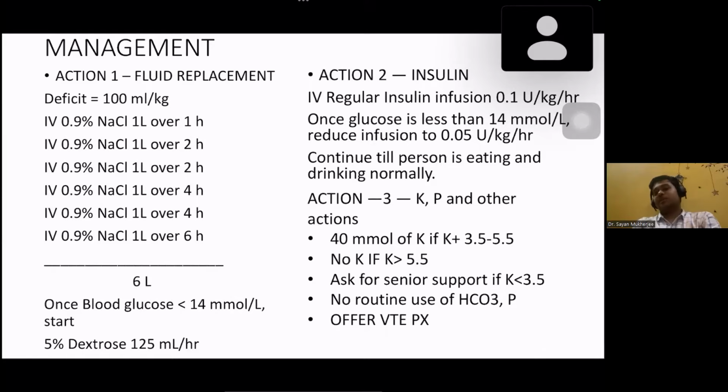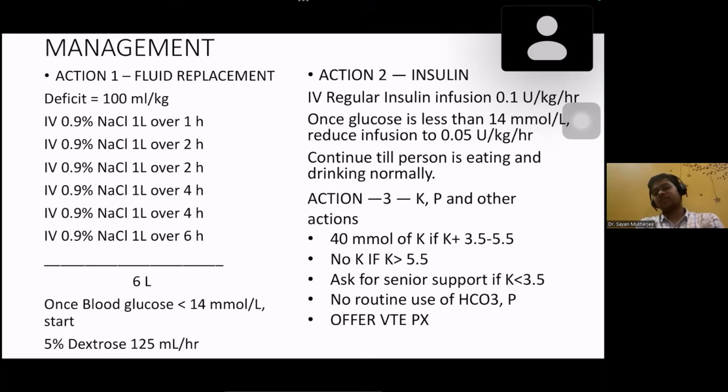Now, potassium is also an ion you need to take a look at. In patients of DKA, potassium can be high or low both. If the potassium is between 3.5 and 5.5, you give 40 millimoles of potassium. If it's more than 5.5, we don't need to give anything. If it's less than 3.5, if it's hypokalemic, ask for senior support. This is the general guideline that's followed.